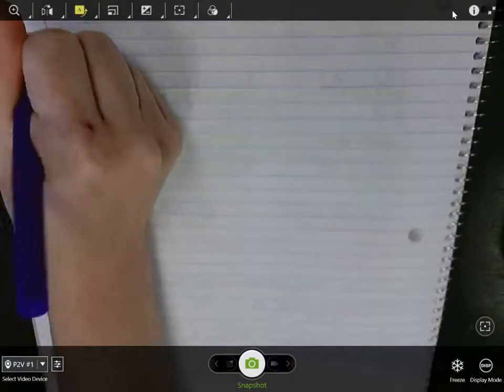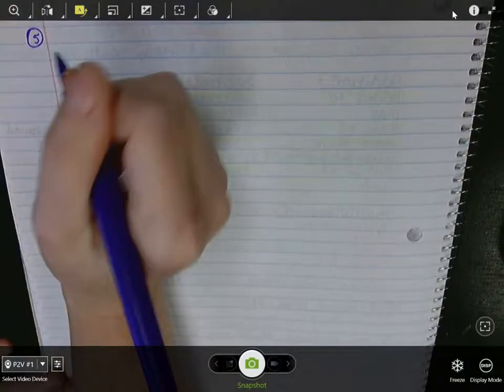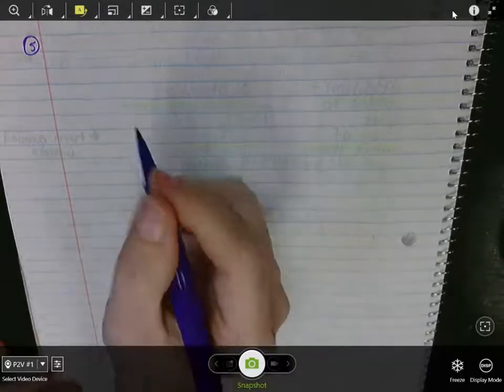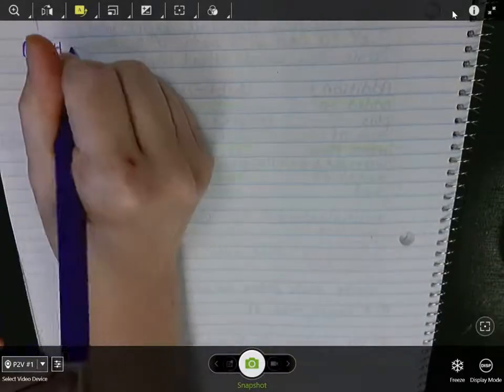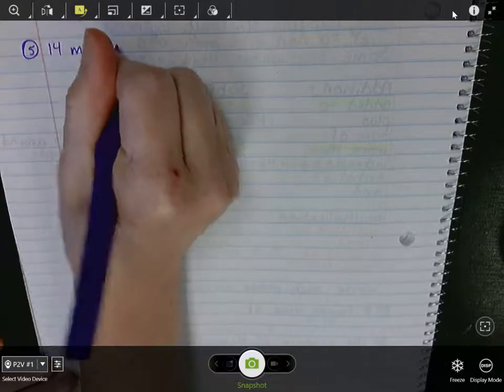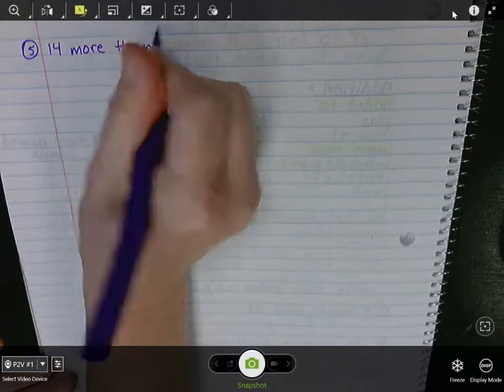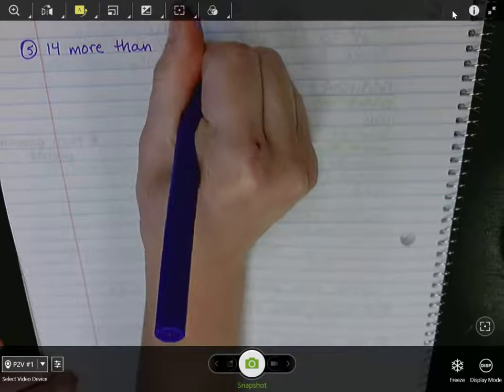All right, let's do another example. This is number 5. And we're still doing the same thing. Write each phrase as an expression. Okay, and so it says 14 more than. What are you doing? A number x.